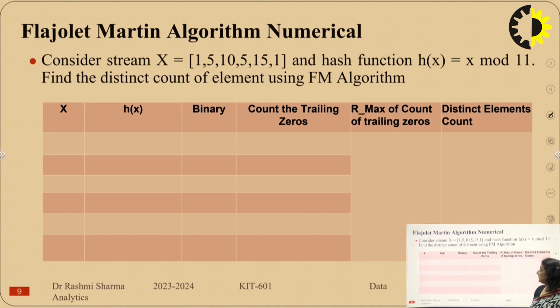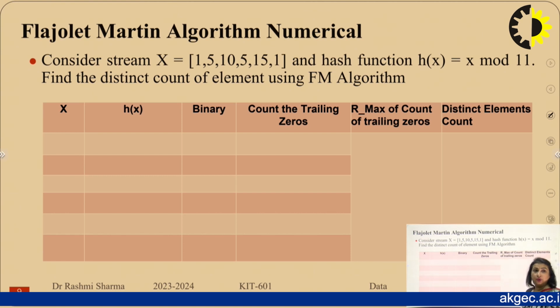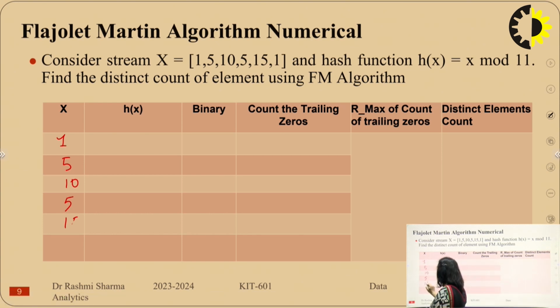So I will make 6 columns. First is the value of x. Then, after applying the hash function, what is the value coming out? Then converting that value to binary, counting the number of trailing zeros, finding the maximum of these trailing zeros, and then computing the distinct elements, that is 2 raised to the power max_r. So first of all, I write the values 1, 5, 10, 5, 15 and 1. These are the input stream I am getting.